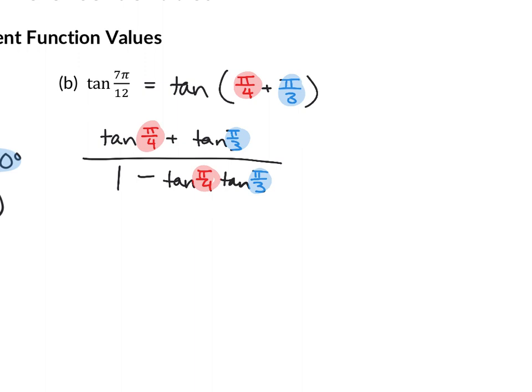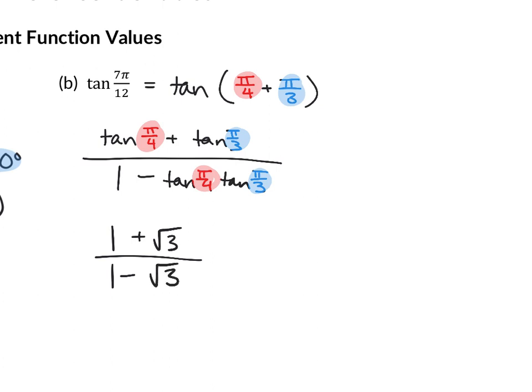We turn to our unit circle to find these actual values. What is the tangent of pi over 4? Ooh, that's nice. What is the tangent of pi over 3? And then if I go to the bottom, this is 1 minus. Again, tangent of pi over 4 is what? 1. And tangent of pi over 3 is square root 3. What's 1 times square root 3?